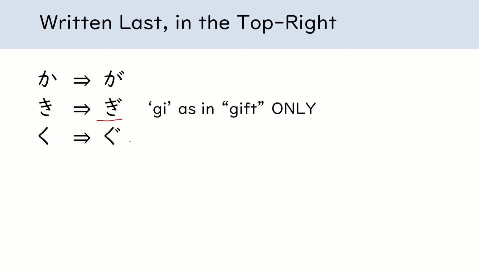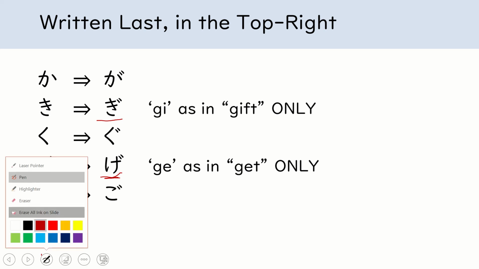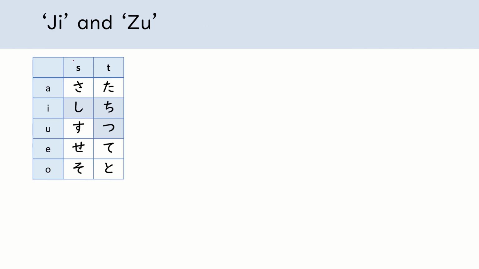Ku is gu. Same thing for here, ke to ge. So again, people think, oh, ge, and therefore ja or je, like gem, but it is not. It is only the ge as in get, and that is the only way I can pronounce this character. And then finally kogo, which we've already seen. So that's the ka row. What about the sa, ta?